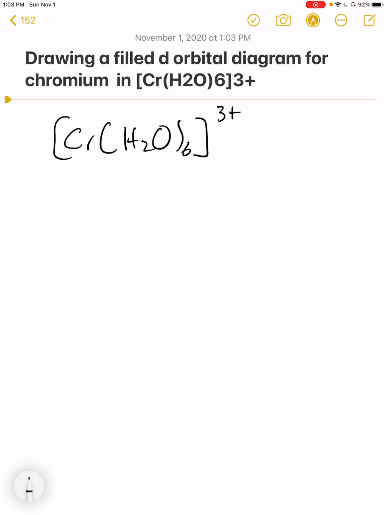The first step is to determine the oxidation state on my transition metal ion, atom, which is chromium, which will be an ion. Water is neutral as a ligand, and that means the entire +3 charge of this ion must be due to the chromium, so it will be chromium 3.